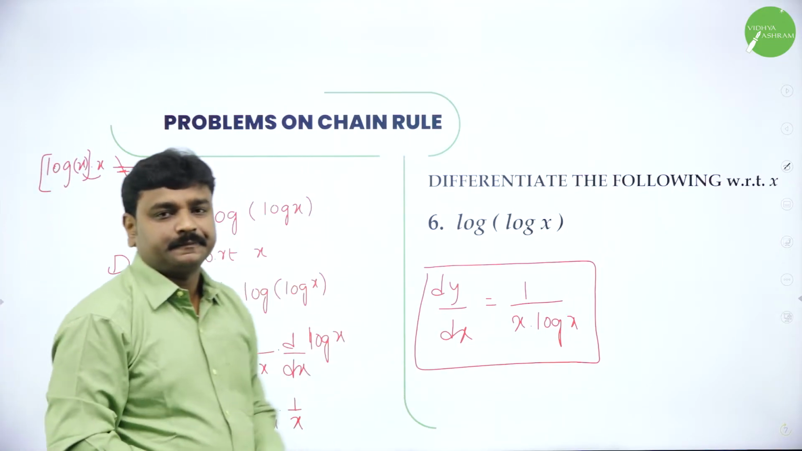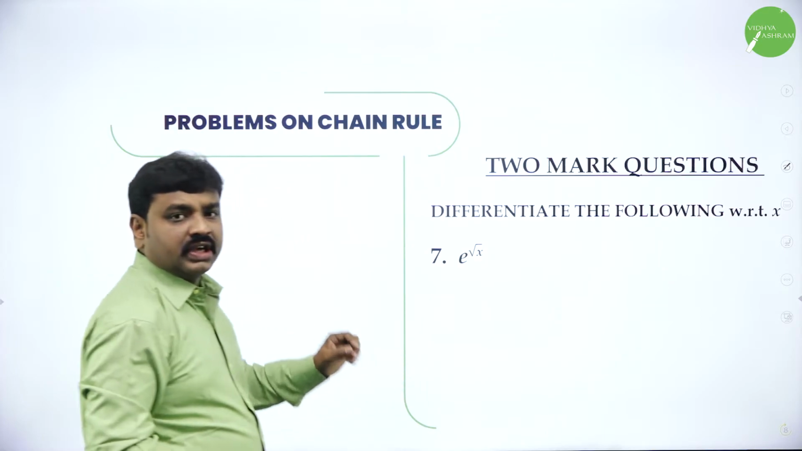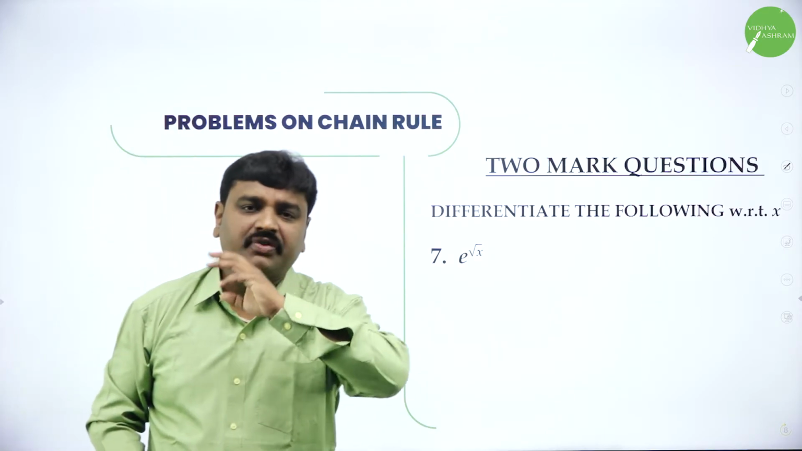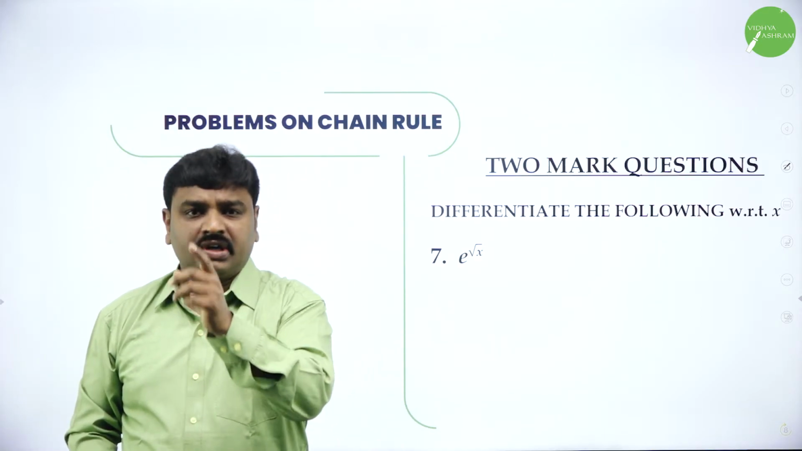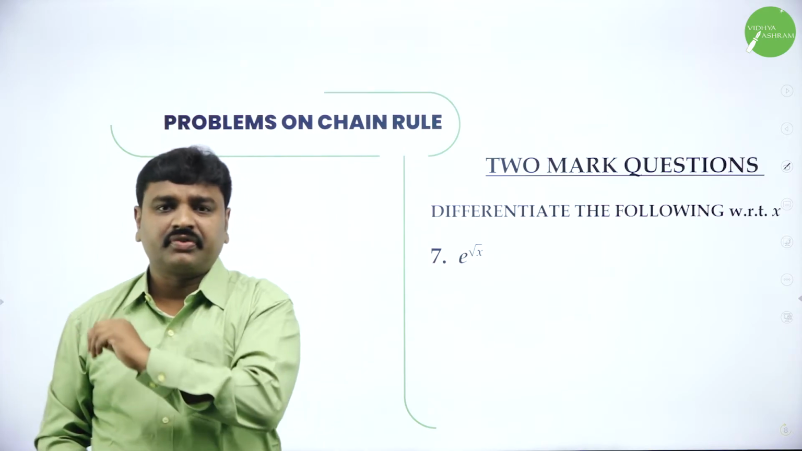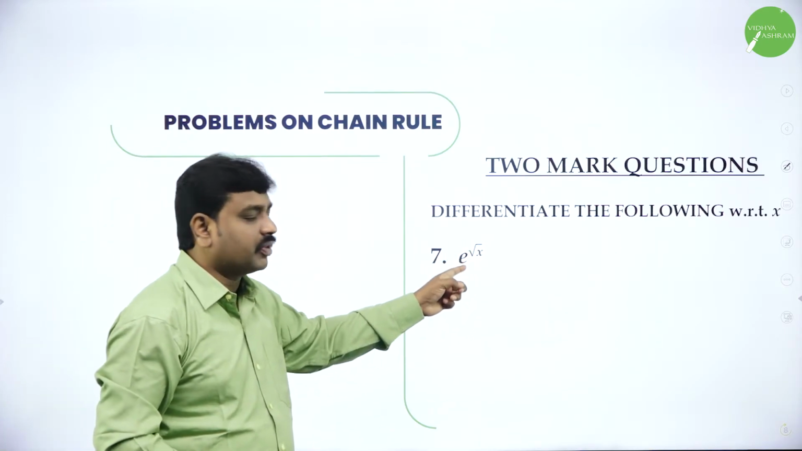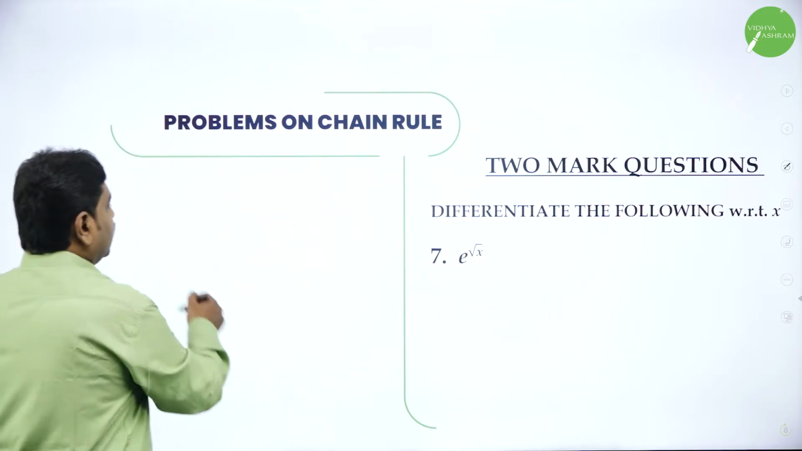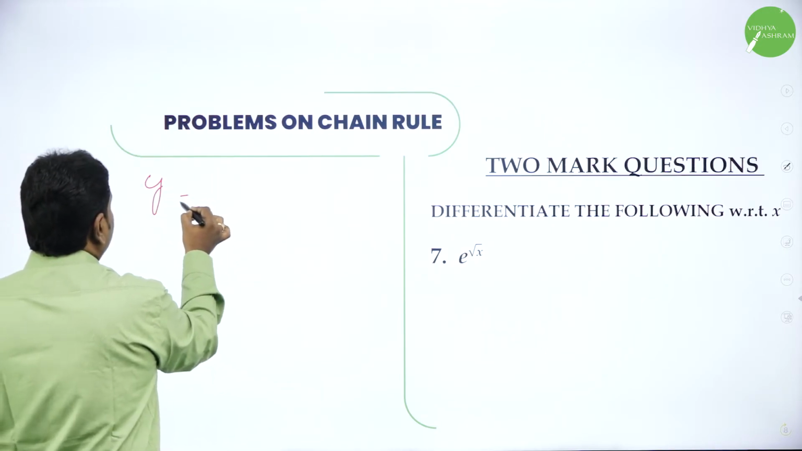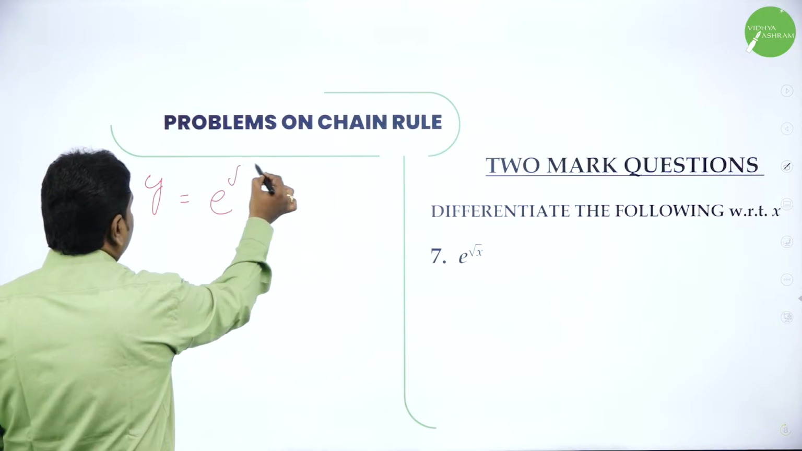Remember that. So e power root x. Again, it is in what form? e power f of x. What is the derivative of e power f of x? e power f of x into d by dx of f of x. Here the internal function is the power. Power is what? Root x. So let us take the given problem 7th. y is equal to e power root x.